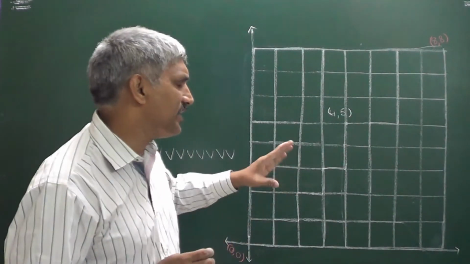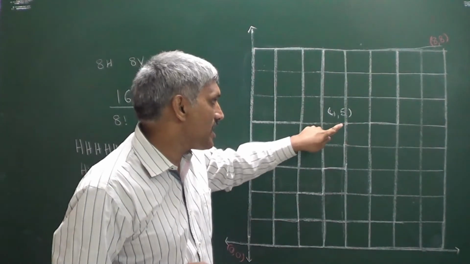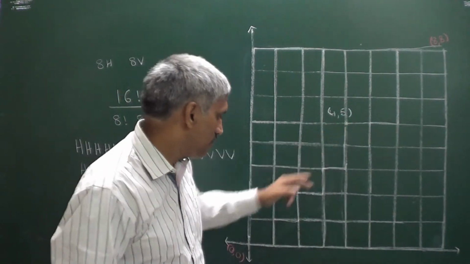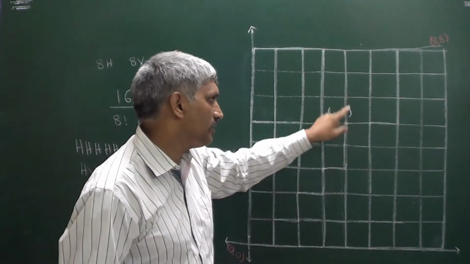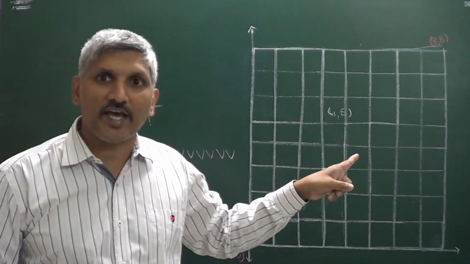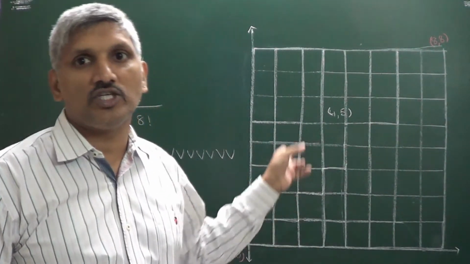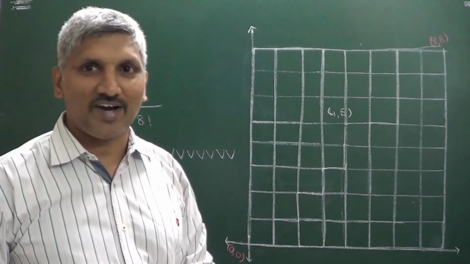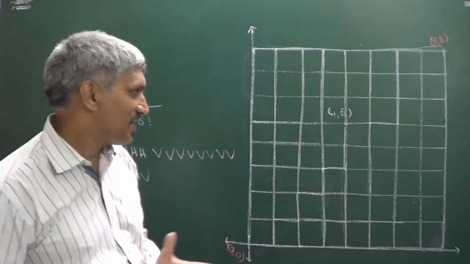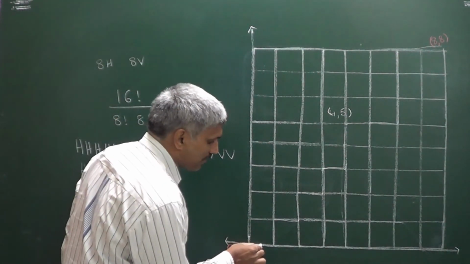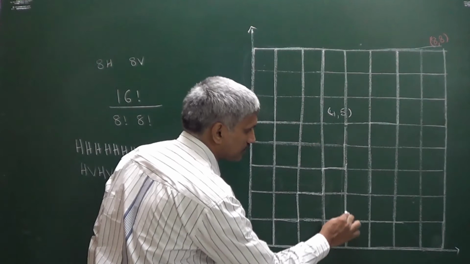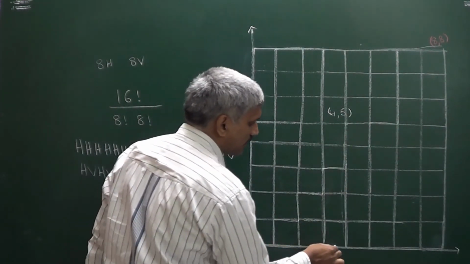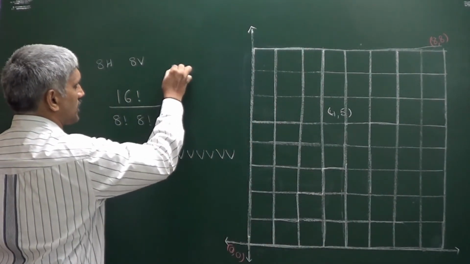So that's why every day while going to the college, he has to touch my house, which is located at the point 4, 5. Yes or no? Because this is 4 and this is 5. So every day he has to travel from 0, 0 to 8, 8 via 4, 5. So how many ways can he travel? Now what to do here? First of all, he has to travel up to 4, 5. Up to 4, 5, how many horizontal steps are there? He has to take 4 horizontal steps.